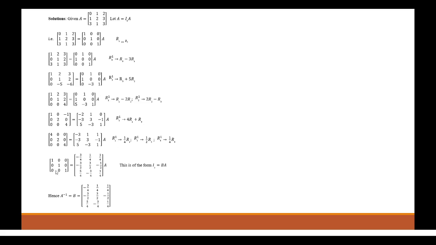Then we get the identity matrix. Identity matrix is equal to matrix B into A. Then A inverse is equal to B. Finally we get the inverse of the matrix.